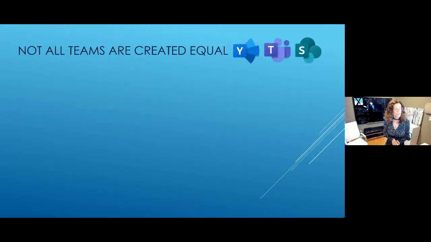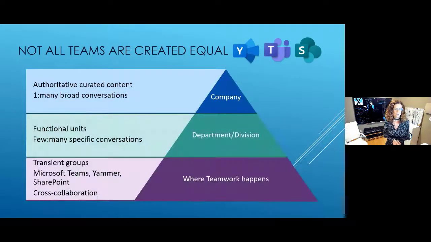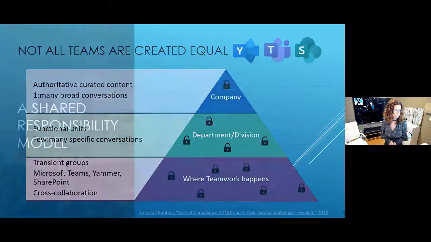So I like to talk about not all teams being created equal. You can't paint all teams with the same broad governance brush, because as this diagram is showing, it depends where your team or your site is provisioned on the governance that's going to be on it. And across any and all of these, you can have sensitive content. So whatever system we implement, we need to be able to address this model. It's not going to be contained nice and neatly, likely, in one or two particular sites.